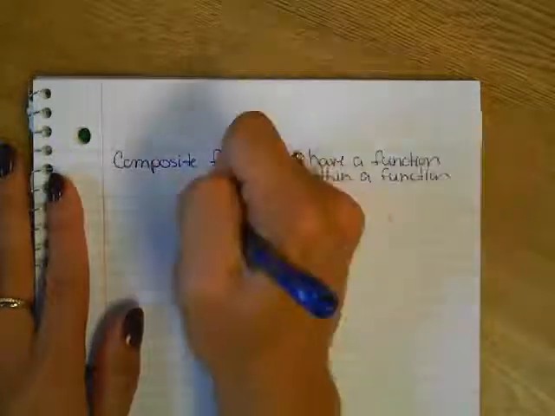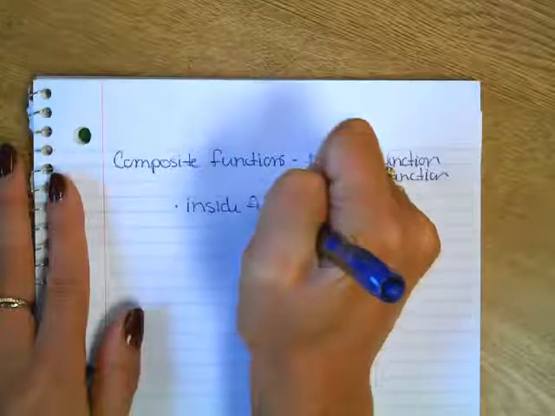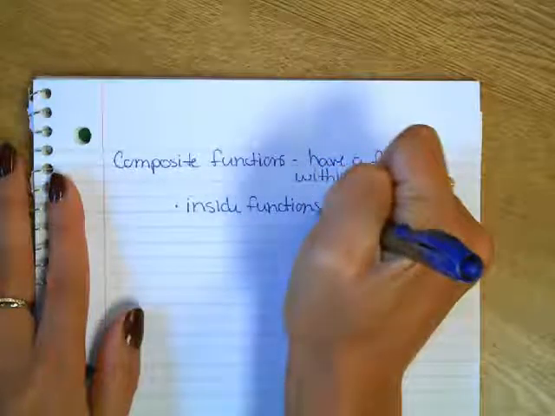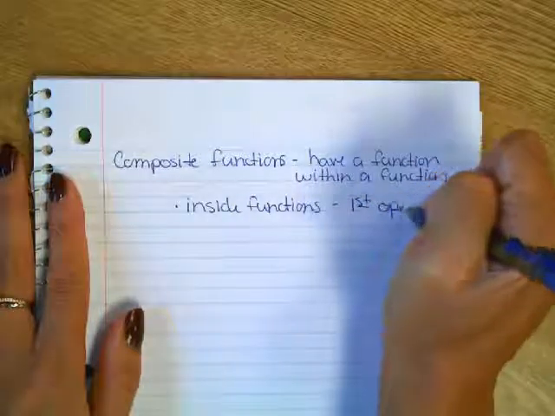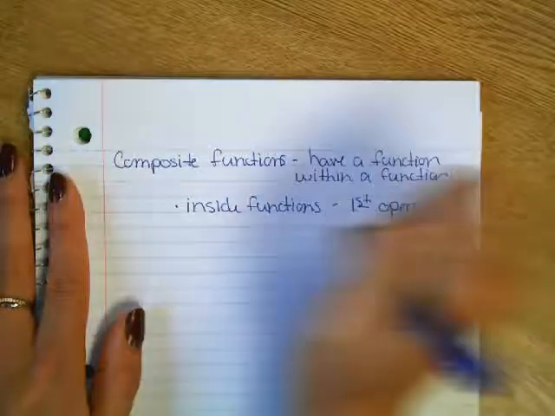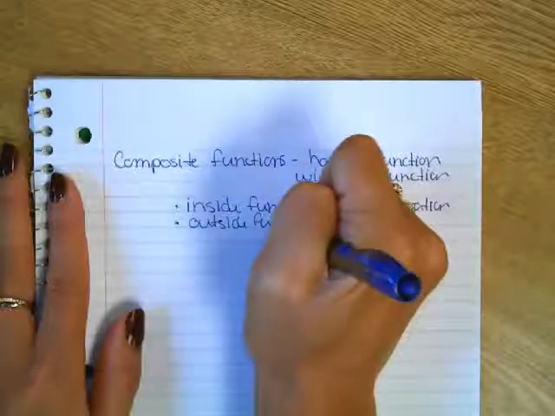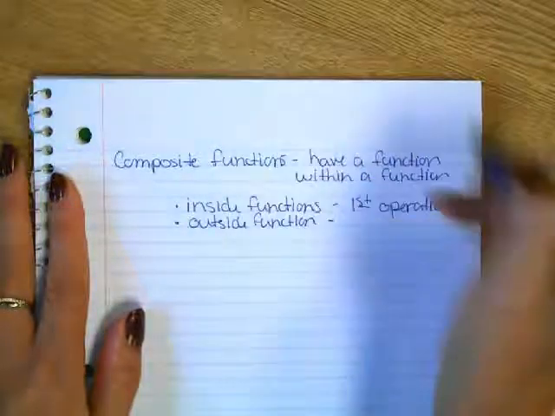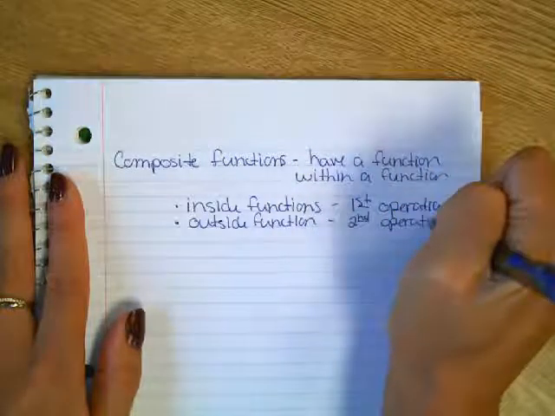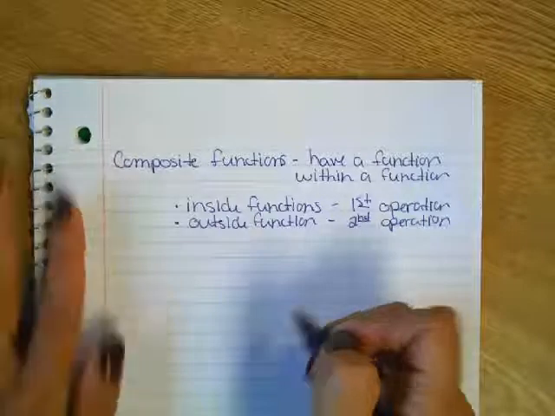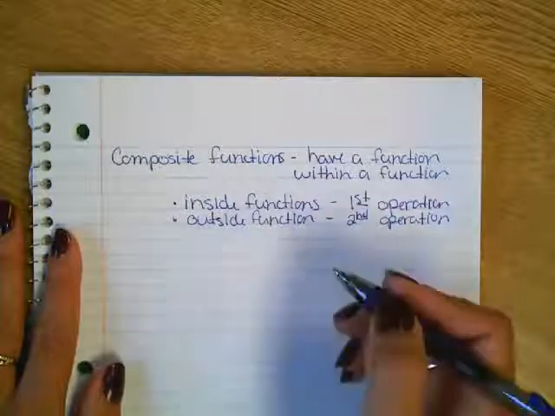So the inside function is the first operation done. It's like order of operations. The outside function is the second operation that's going to be done. So this first set of examples, I just want you to be able to tell me what's the outside and what's the inside.